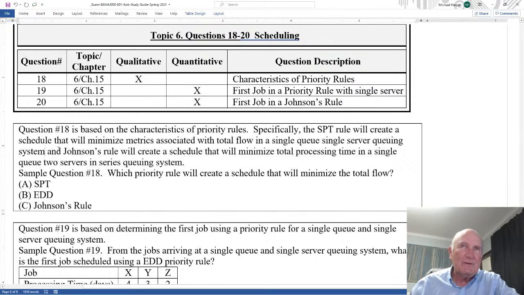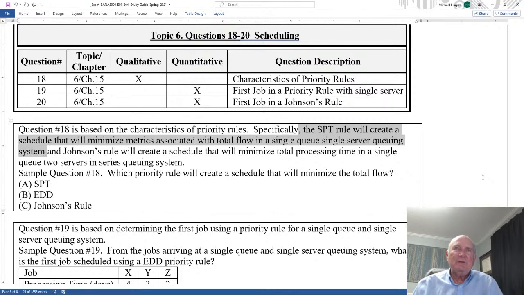Okay, let me just stop right there. So that's one thing. That's one question I will ask on some exams. Your exam might be different than others. The SPT rule will create a schedule that will minimize flow, minimize total flow. But I say metrics because it could be minimize flow, it could be minimize average flow, it could minimize the average number of jobs in the system. All those are metrics associated with total flow.